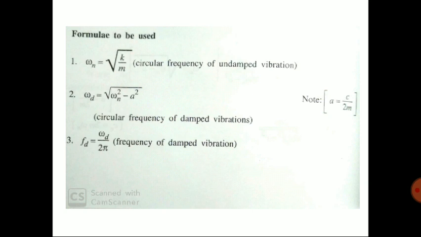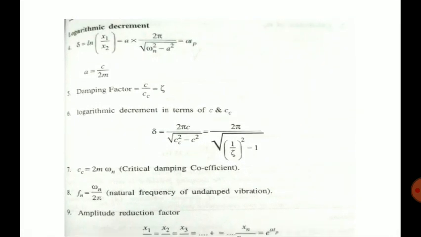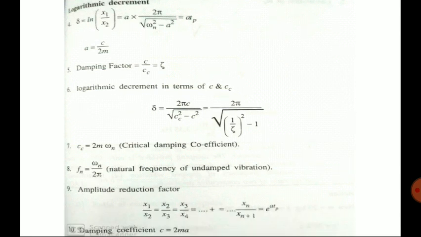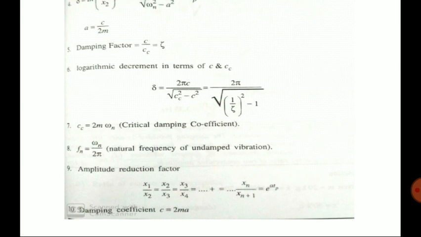Okay. So the main formulas we are dealing with here, as we go to a conclusion: omega n is equal to root of k by m, omega d equal to root of omega n square minus a square, that is damped vibration, and frequency of damped vibration is fd equal to omega d by 2 pi. Then logarithmic decrement delta equal to ln x1 by x2, which is a into tp, and damping factor theta equal to c by cc. In terms of c and cc, delta equal to 2 pi c by root of cc square minus c square. Cc is equal to 2m omega n, and fn equal to omega n by 2 pi.